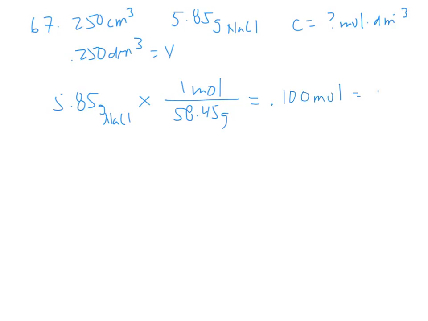So now I've got n and I've got V, and remember, I just have to divide those. 0.100 divided by the 0.250 is going to give me 0.400 moles per decimeter cubed.